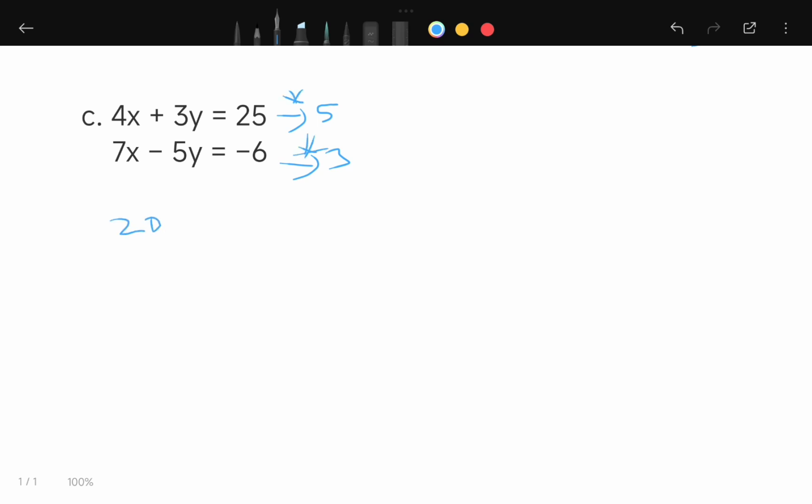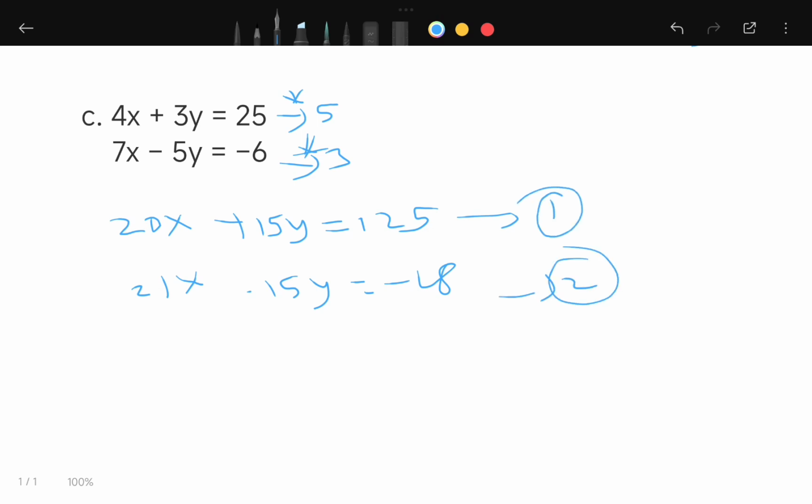So it becomes 20x plus 15y equals 125. The second equation becomes 21x minus 15y equals minus 18. If we add both equations, it becomes 20 plus 21, 41x; minus 15y plus 15y cancel; equals 125 minus 18, which is 107. x equals 107 by 41.